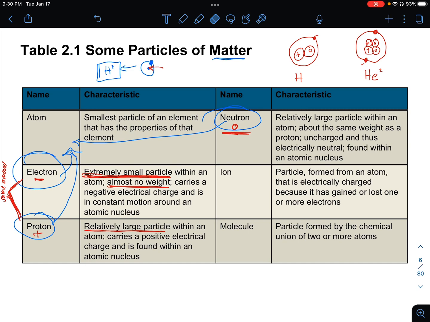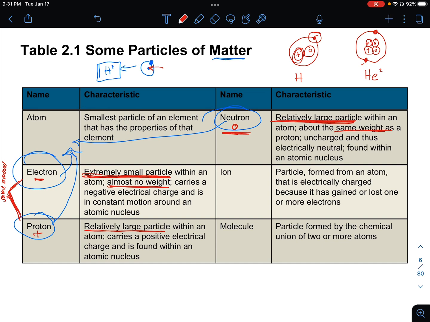As I said, electrons are a relatively small particle with almost no weight. Protons are a relatively large particle, and neutrons are a relatively large particle. That's why those make up the atomic nucleus. We said the neutron has the same weight as a proton, is uncharged and thus electrically neutral, and is found within the atomic nucleus. But still, we need the same number of protons and electrons in order to remain electrically neutral.